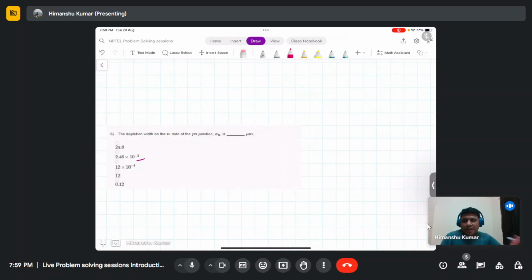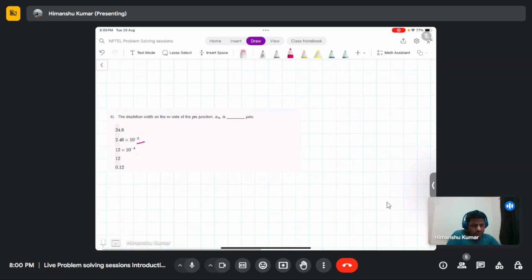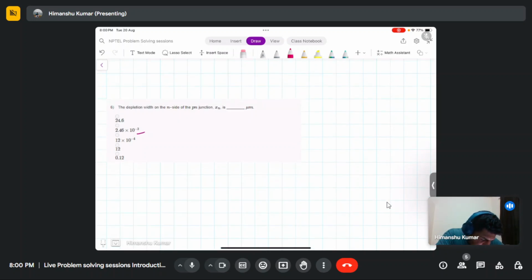So now, let's just move to the next problem. It asks us to plot the depletion width in the n side of the junction. So Wn is asked.